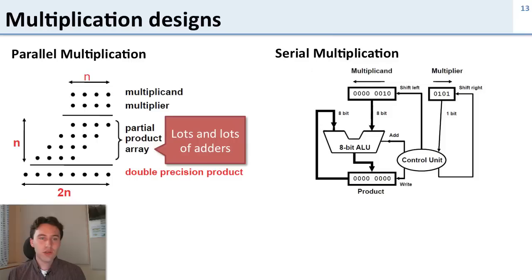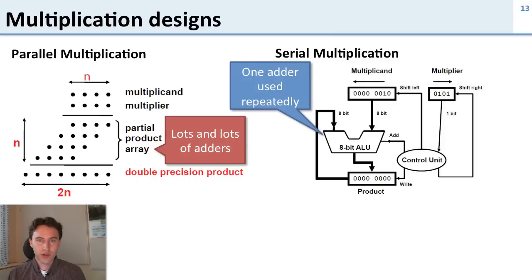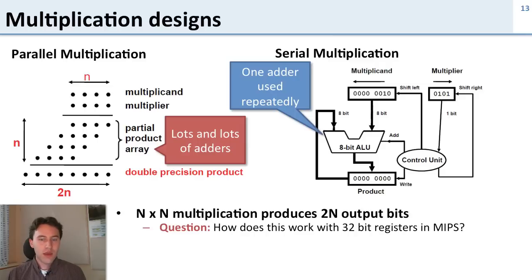In serial multiplication, we have only one adder, and we're going to have a lot of control logic. And so what we do here is we do the shifts and adds one after another. So we have one adder that we're going to use over and over again for each of the shifts and adds. So when we look at this n by n multiplication, we have two inputs that are each n bits, we can see that we get 2n output bits. That is, we get twice as many outputs.